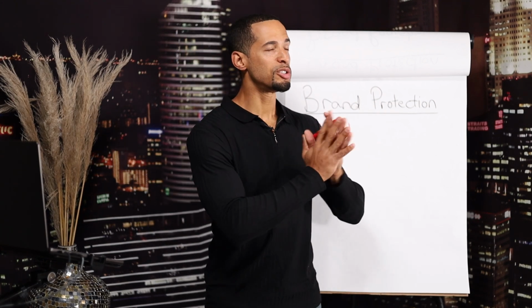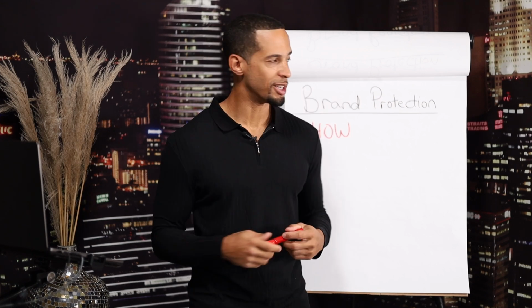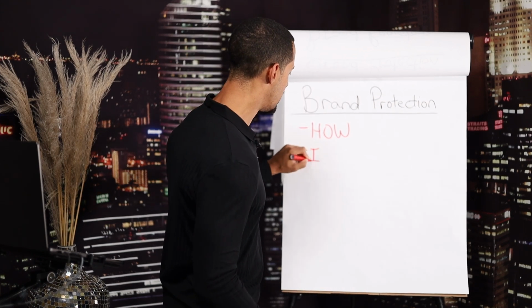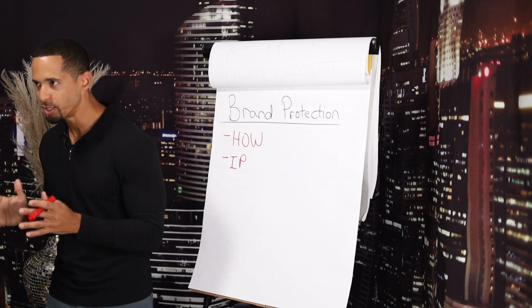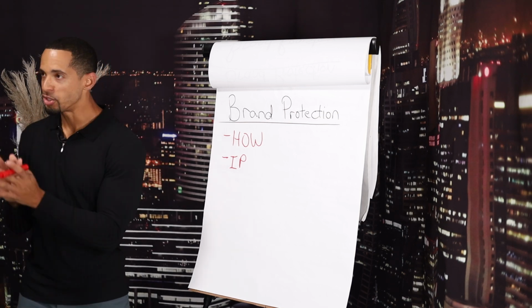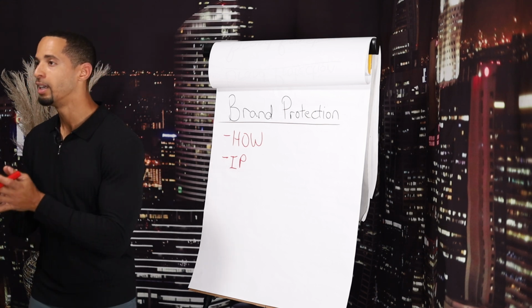Now, I want to make a distinction here because not everyone who lists on top of me do I go and put in an IP complaint. Now, what does IP mean? It means intellectual property, and that's how inside of brand registry, we can tell Amazon, hey, someone's infringing on my registered trademark, and you need to remove their listing immediately.